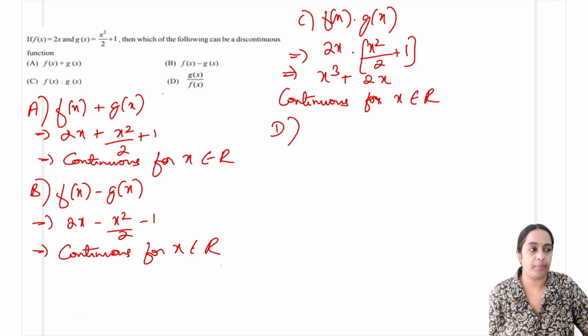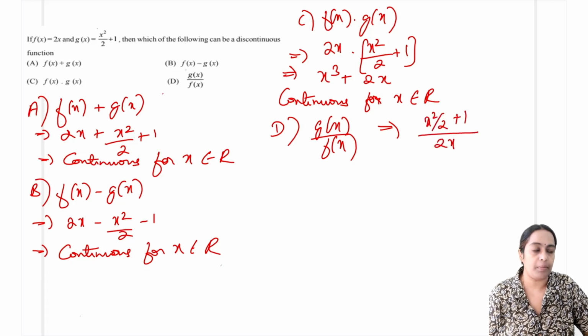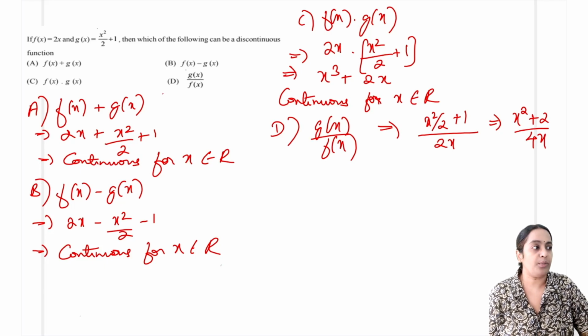Option D. Option D is g of x divided by f of x. So what is my g of x? x squared by 2 plus 1 divided by 2x. So when I take LCM, I will be having x squared plus 2 divided by 4x. So now let's look at the denominator. The denominator is having x in it. So this function is continuous, but when x is equal to 0, what happens to the denominator?